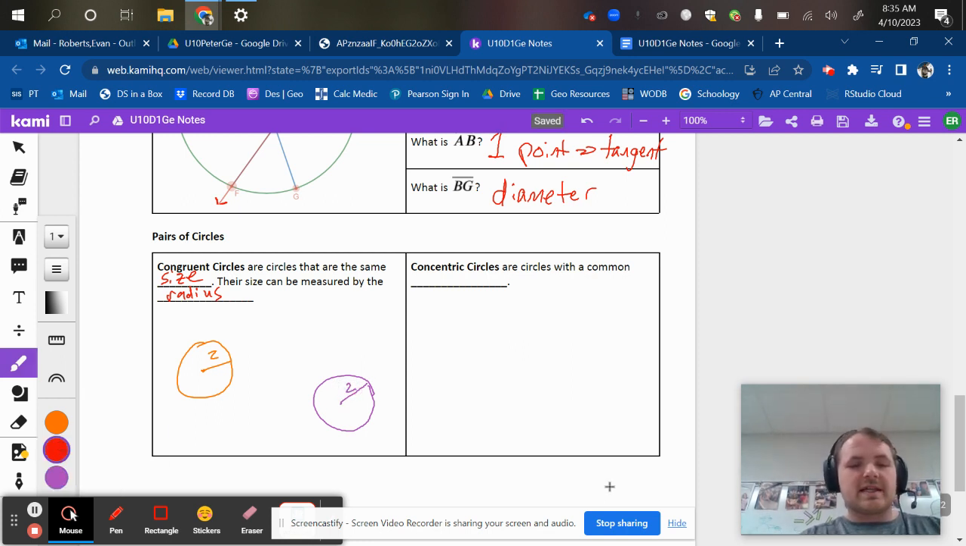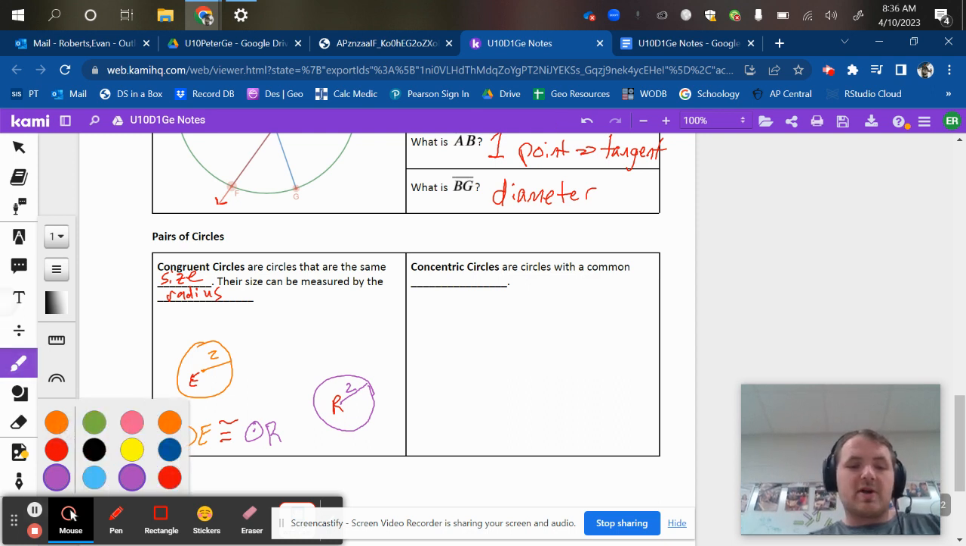So if we label them like E and R, you would say something like circle E is congruent to circle R. Something like that. All they need is that same radius, and we can call them congruent.